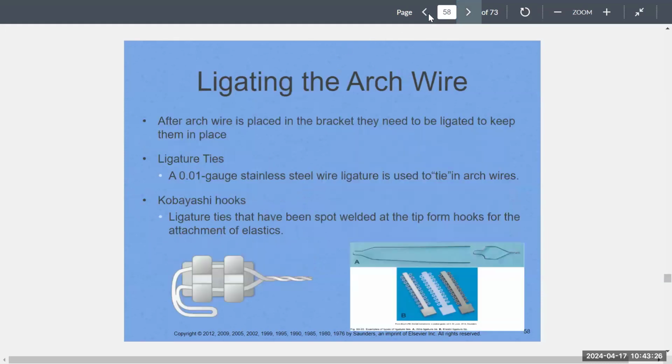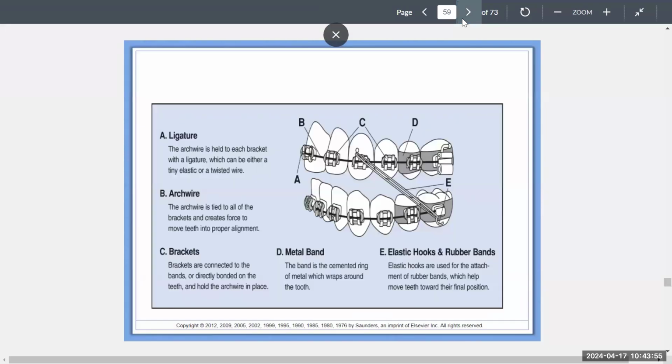Then you want to ligate the wire. So after the arch wire is placed, remember I talked to you about some sort of rubber band looking things. They come in different colors. So these are your ligature ties. You'll also see, maybe if you ever work for an orthodontist, they'll have the Kobayashi hooks that look like this, for the attachment of elastics, that you have an actual rubber band that goes around this to the upper arch. Okay, just like this. So something very similar to this.